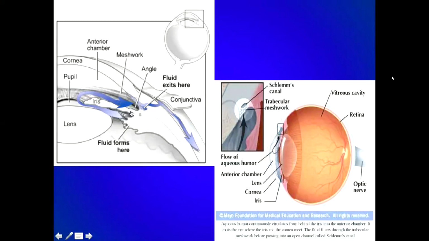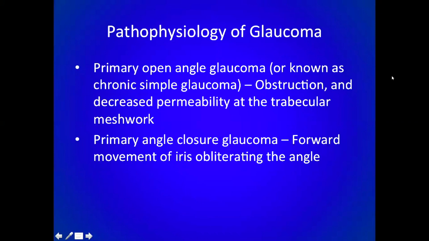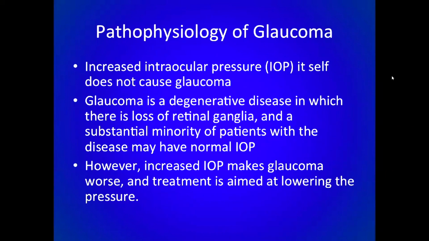As I said earlier, just raised intraocular pressure or increased aqueous humor does not cause glaucoma. It is actually a degenerative disease of the retina. And if you have raised intraocular pressure, if you have intraocular hypertension, then what happens? The damage will be more. So therefore, two ways. Glaucoma can happen with normal intraocular pressure. High intraocular pressure can occur without glaucoma also.